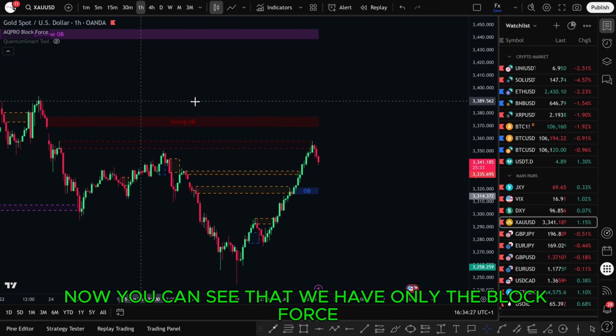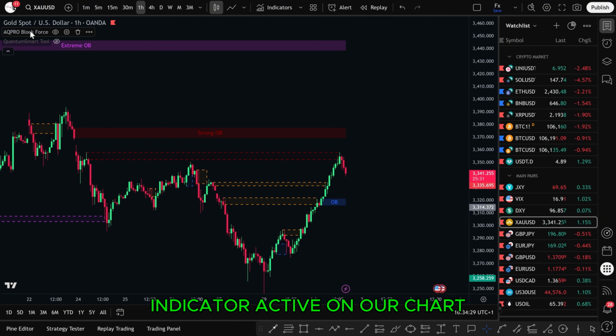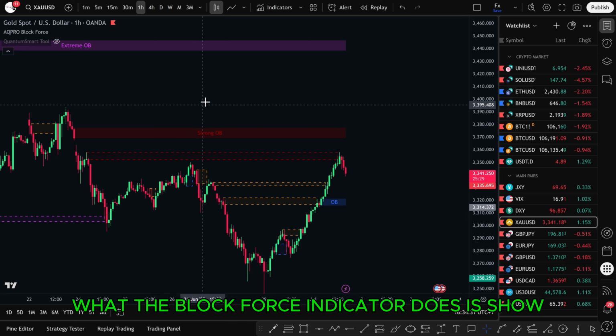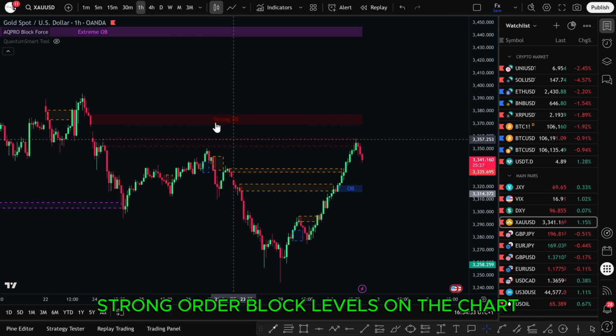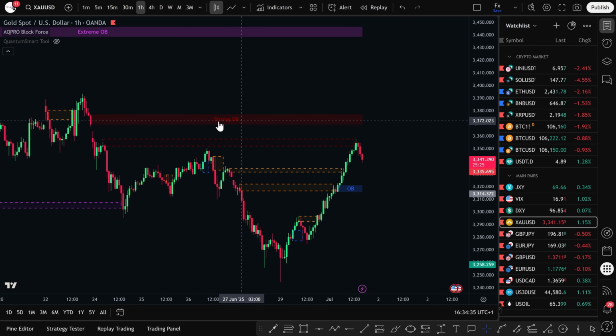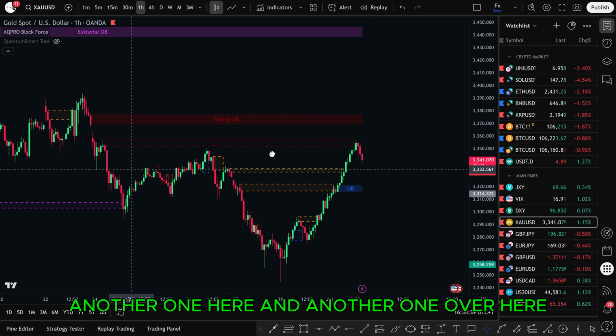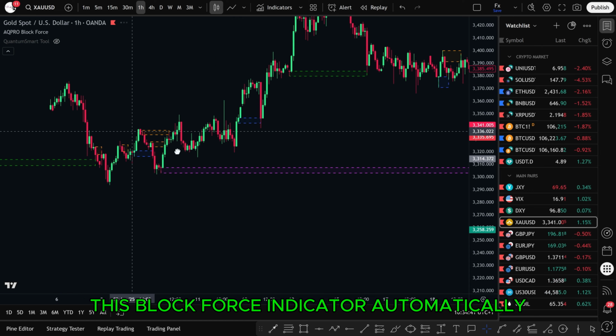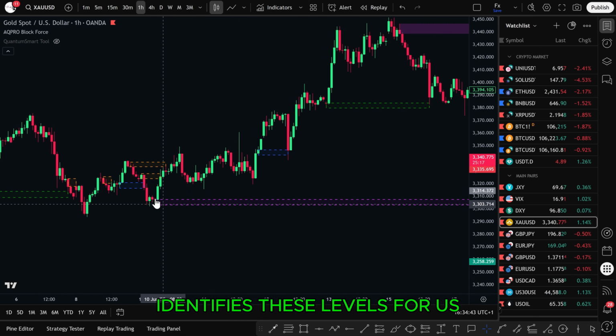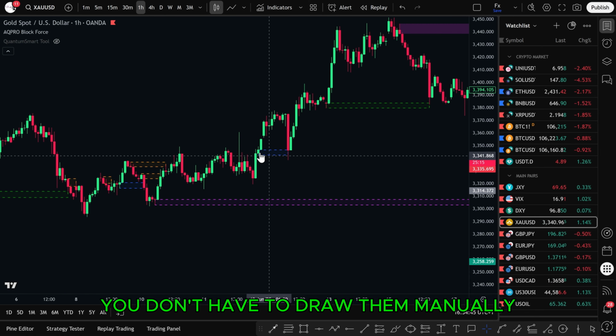Now you can see that we have only the block force indicator active on our chart. What the block force indicator does is show strong order block levels on the chart. As you can see, we have a strong order block over here, another one here, and another one over here. This block force indicator automatically identifies these levels for us. You don't have to draw them manually.